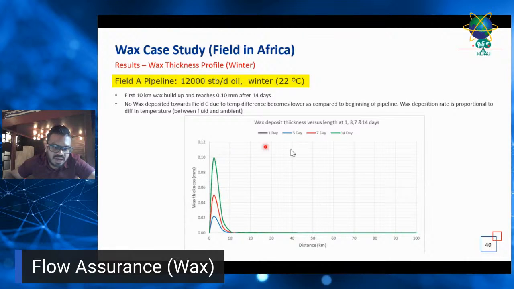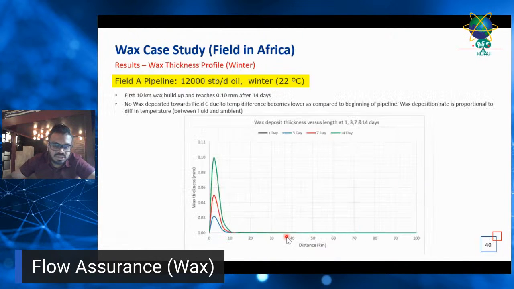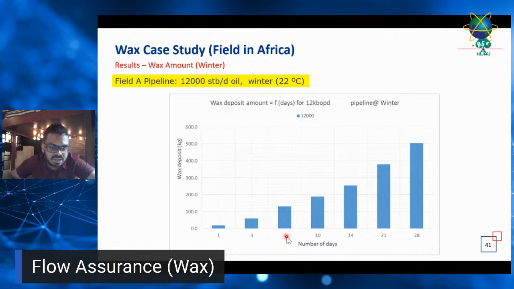In terms of thickness, after 14 days it is only 0.1. It's not much, because it doesn't even reach 2 mm. But then let's look at the amount of wax being deposited in terms of kilograms. It's about 200 plus kilograms after 2 weeks, which is a lot. So what we can say is that for this field, the wax deposition is quite low. Basically, the wax that is being precipitated will remain in the fluid.